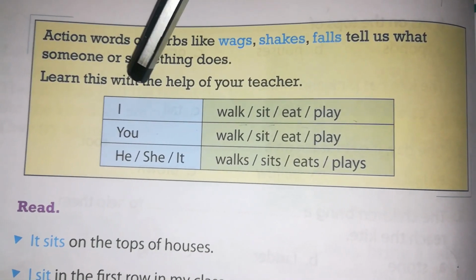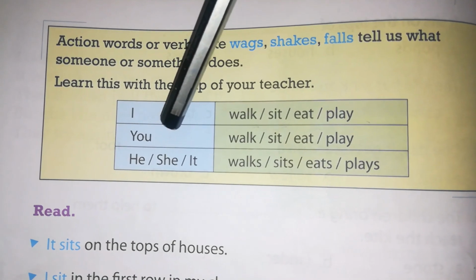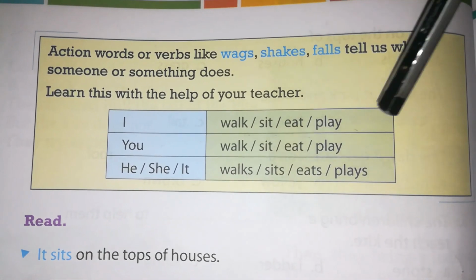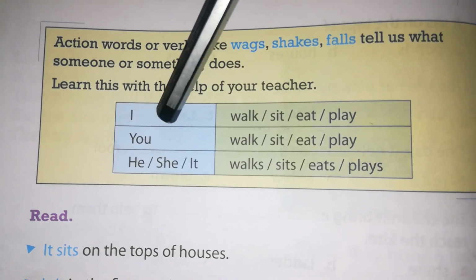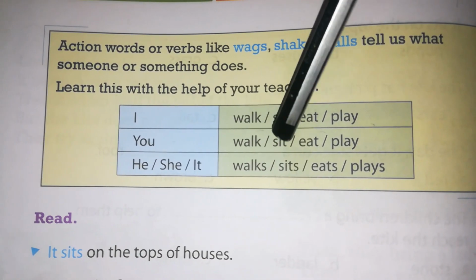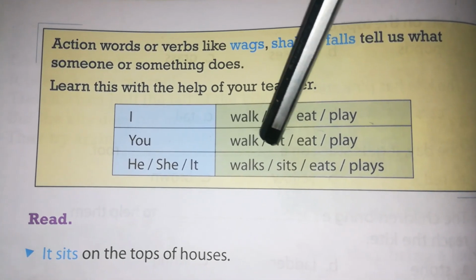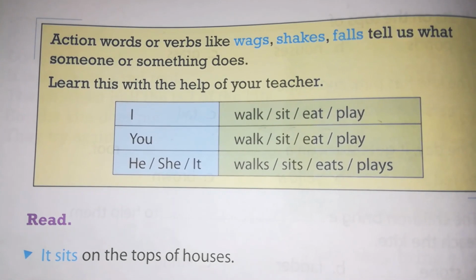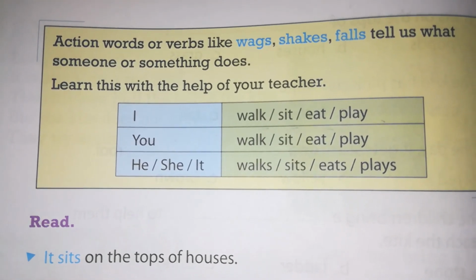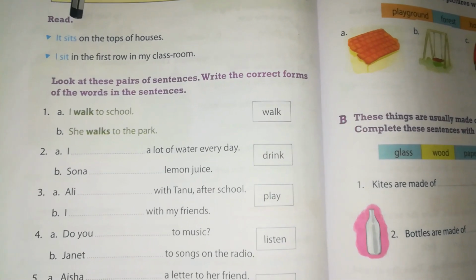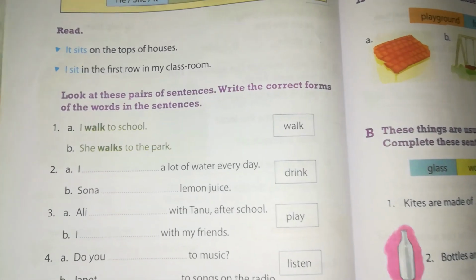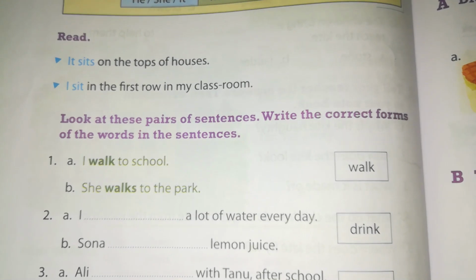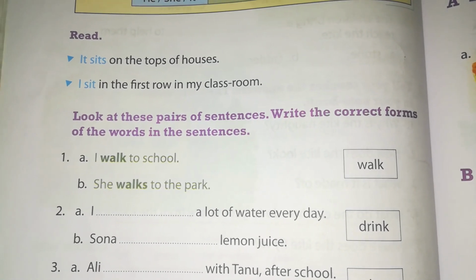With words like I, you, we use action word walk, sit, eat, play. With words he, she, it, we will use action word walks, sits, eats, plays. Now, let us solve the exercise. It sits on the tops of houses. I sit in the first row in my classroom.